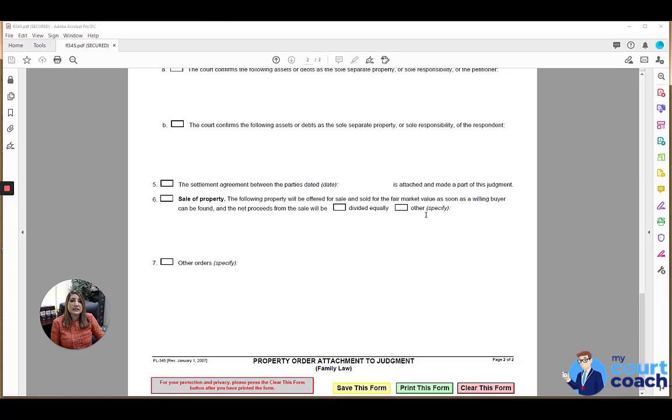If the court orders the sale of any property, or that's a term that the two of you are agreeing to, mark box 6, and this just describes how the proceeds from the sale will be divided either equally, or if there's some other division under other, you can specify what that is. And then under other orders, if there's any other orders related to the assets and debts of this marriage, then you would list those in 7.